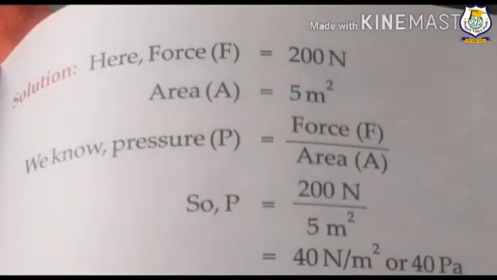In this question, the given values are force 200 Newton and area 5 meter square. Now we have to calculate the pressure. So we will put the formula of pressure, that is force upon area. So when we put the values of force and area in the formula, we will get 40 Newton per meter square, or you can say 40 Pascal.